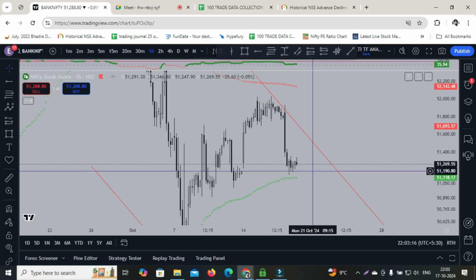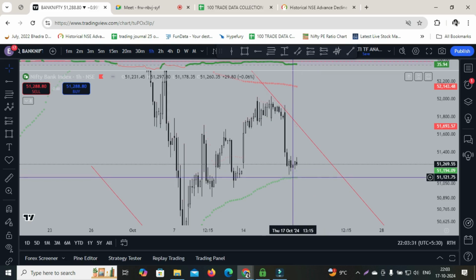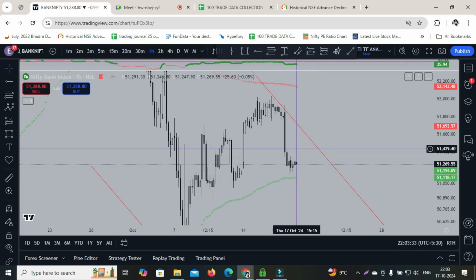Only then should we anticipate that this support is going to work. If price has reached support levels but there is no bounce or no reaction from those support levels, it means it is unlikely to work. Most of the time it happens that way. So like today Bank Nifty reached there, but it should have jumped at least to this level, 51,439.